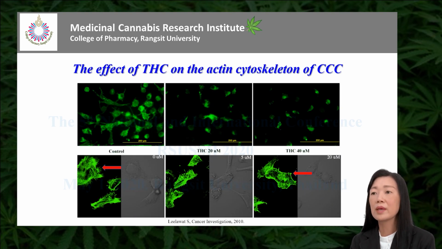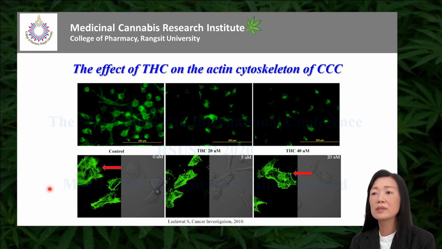We next investigated actin polymerization, which is implicated in cell motility mechanisms. Cholangiocarcinoma cells were stained with phalloidin to detect actin polymerization. The upper figures show cholangiocarcinoma cells under a fluorescence microscope. Cholangiocarcinoma cells treated with 20 and 40 micromolar THC show a lower extent of actin polymerization.